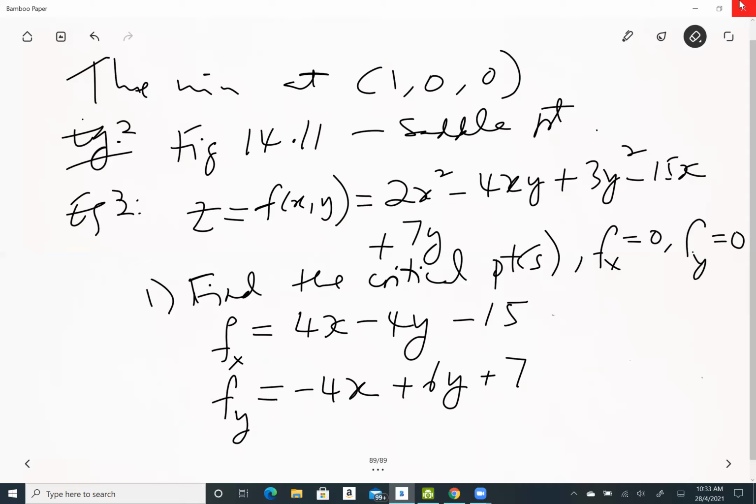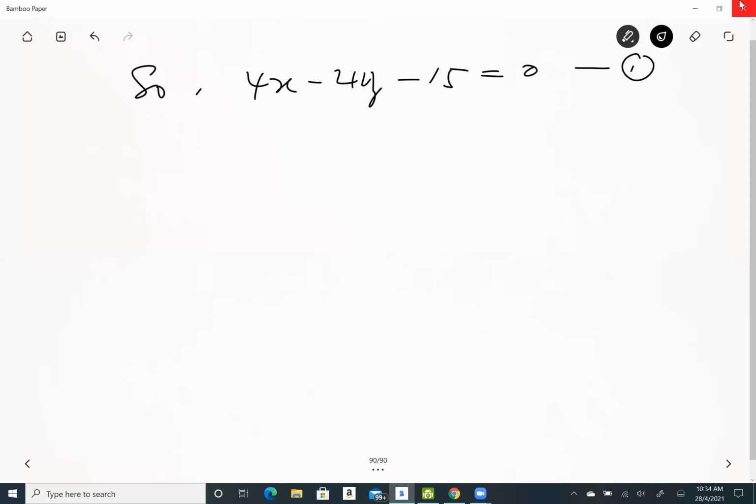You have a system of 2 equations. So I want you to find the solution to the system. And that solution would be the critical point. So we know how to do that. So I give you a few minutes to do that. So you have a system: 4x minus 4y minus 15 equals 0, call it number 1.